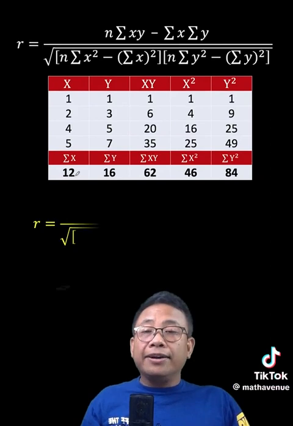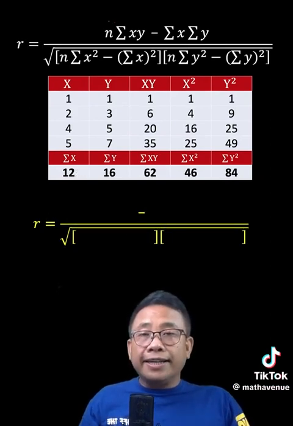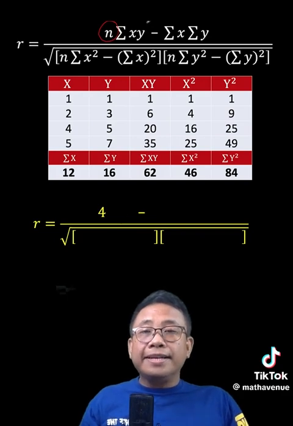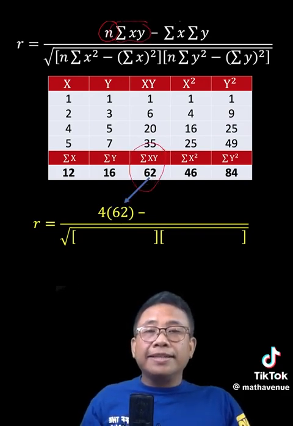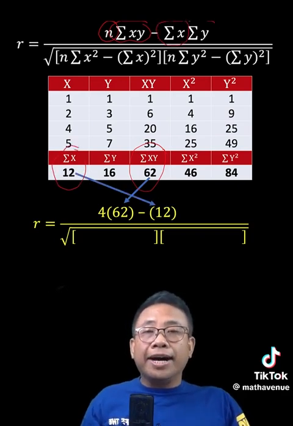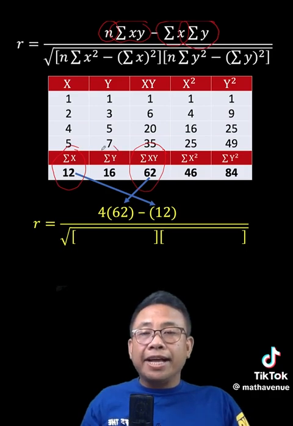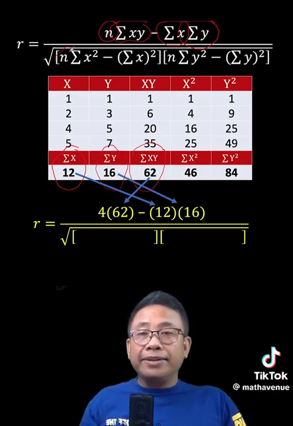So substituting now these values into the formula, we have R equals, this n is equal to 4. Then this sigma xy is this value here, and that is 62. This sigma x is this value here, which is 12. Then sigma y is this value, which is 16. Then for the denominator, we have n, which is 4.